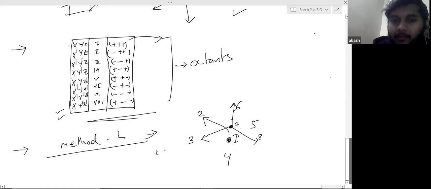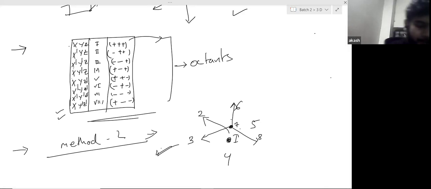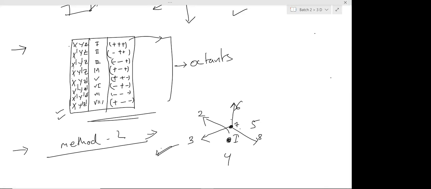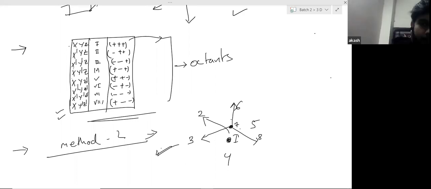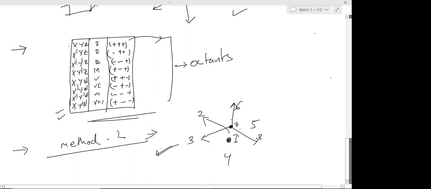Is this thing clear or not? Method 2. Shafullah? Yes, it's clear. All right. Mazia? Yes, sir. All right. Alvia.